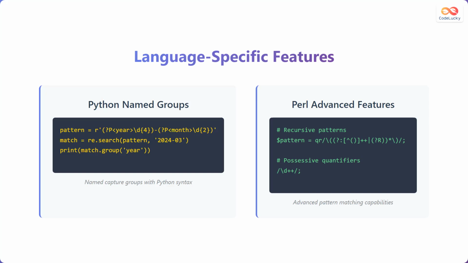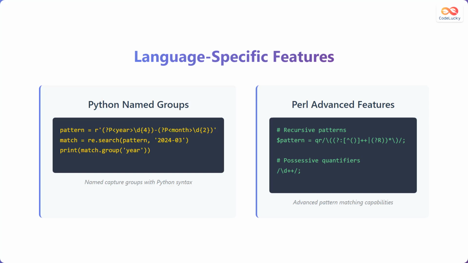Some languages offer unique features in their regular expression engines that are not available in others. On the left, we have Python's named groups. Python allows you to assign names to capture groups using the syntax (?P<name>...). This makes it easier to extract specific parts of the matched text by referring to them by name, rather than by number.